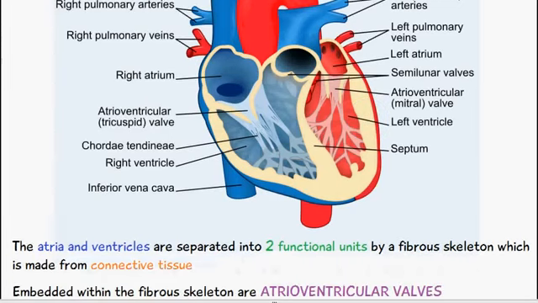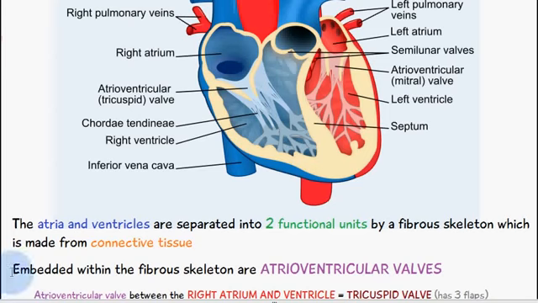So just to make things a bit more clear, the atria and the ventricles are separated into two functional units by a fibrous skeleton which is made up of connective tissue. And obviously we need to enable blood to pass through this fibrous skeleton, so there are valves, or atrioventricular valves, embedded within this fibrous skeleton, and this allows the passage of blood to go through.